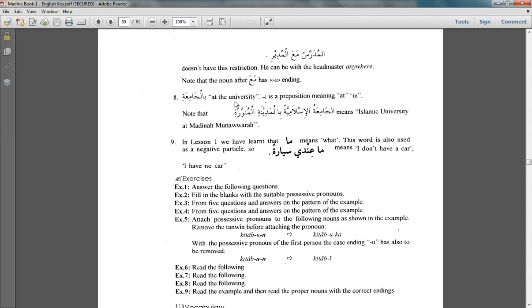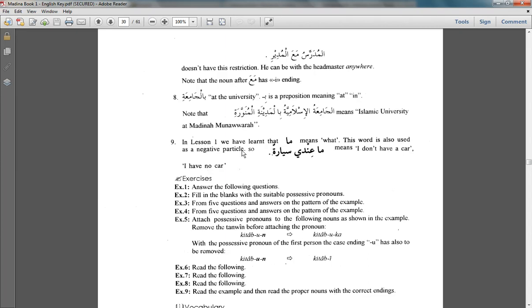Bil jami'ati, at the university. Bi is a preposition meaning at or in, and it actually comes with many more meanings than that. Ba is a harful jarr, a preposition, and because of the preposition you can see that the ta has a kasra, but in this case they're only describing two of the meanings, at and in. Note that al-Jami'atul Islamiyyah bil Madinatil Munawwarah means Islamic University at Medina Munawwara.